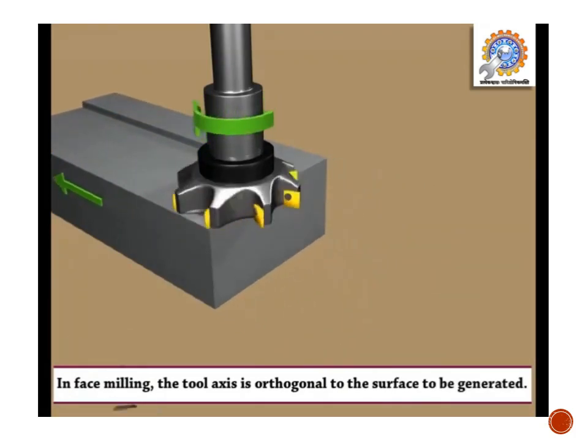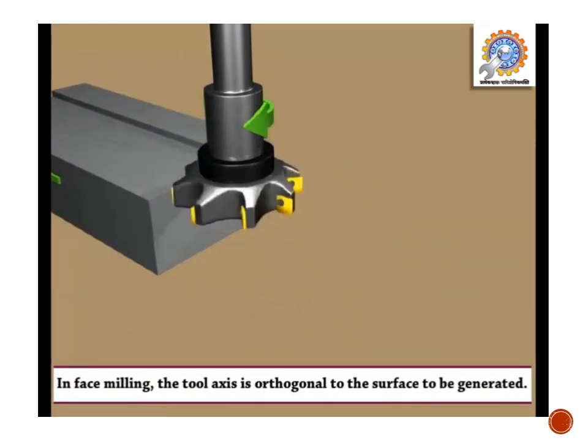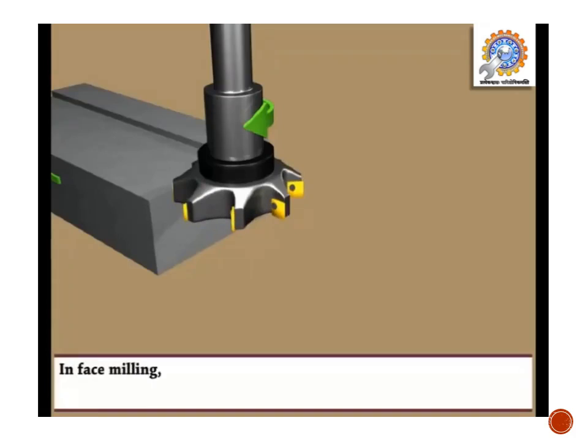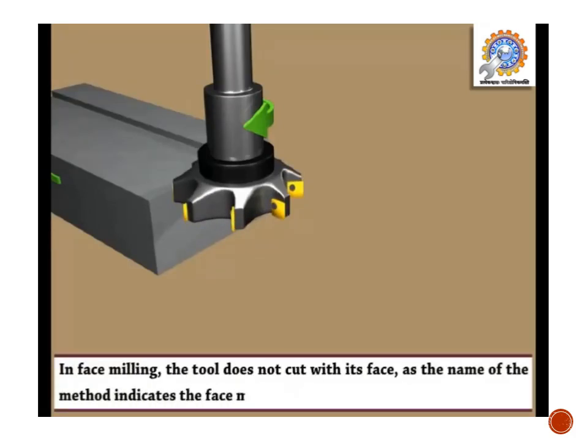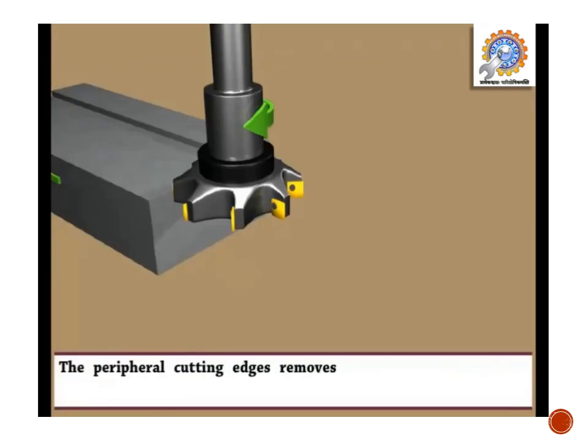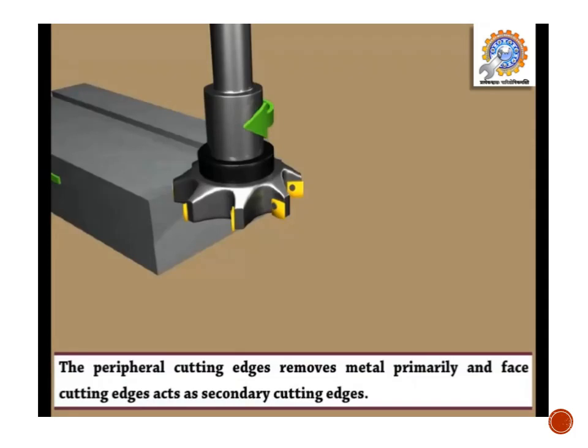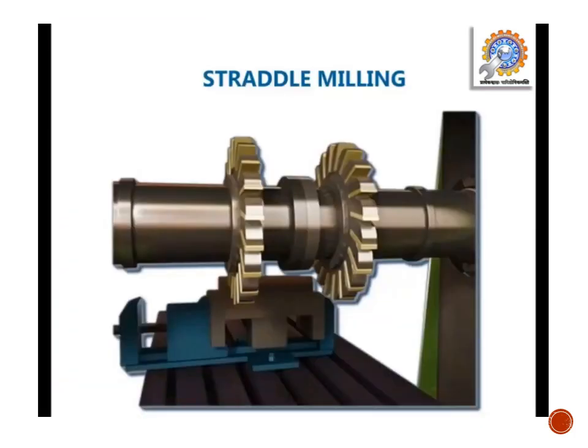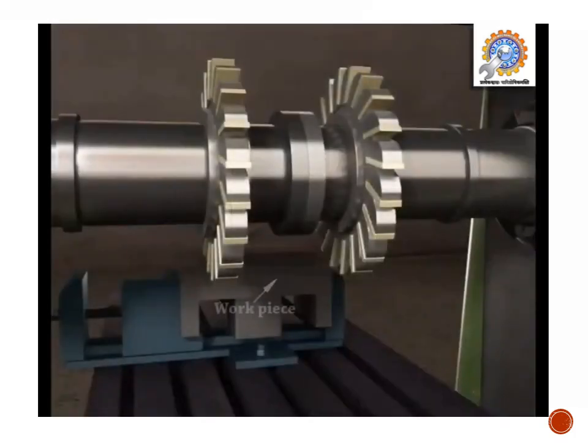In face milling, the tool axis is orthogonal to the surface to be generated, but the tool does not cut with its face, as the name of the method indicates. Initially, the peripheral cutting edges remove the metal, and finally the cutting edges act as secondary cutting edges, face cutting edges. So a slab is formed.